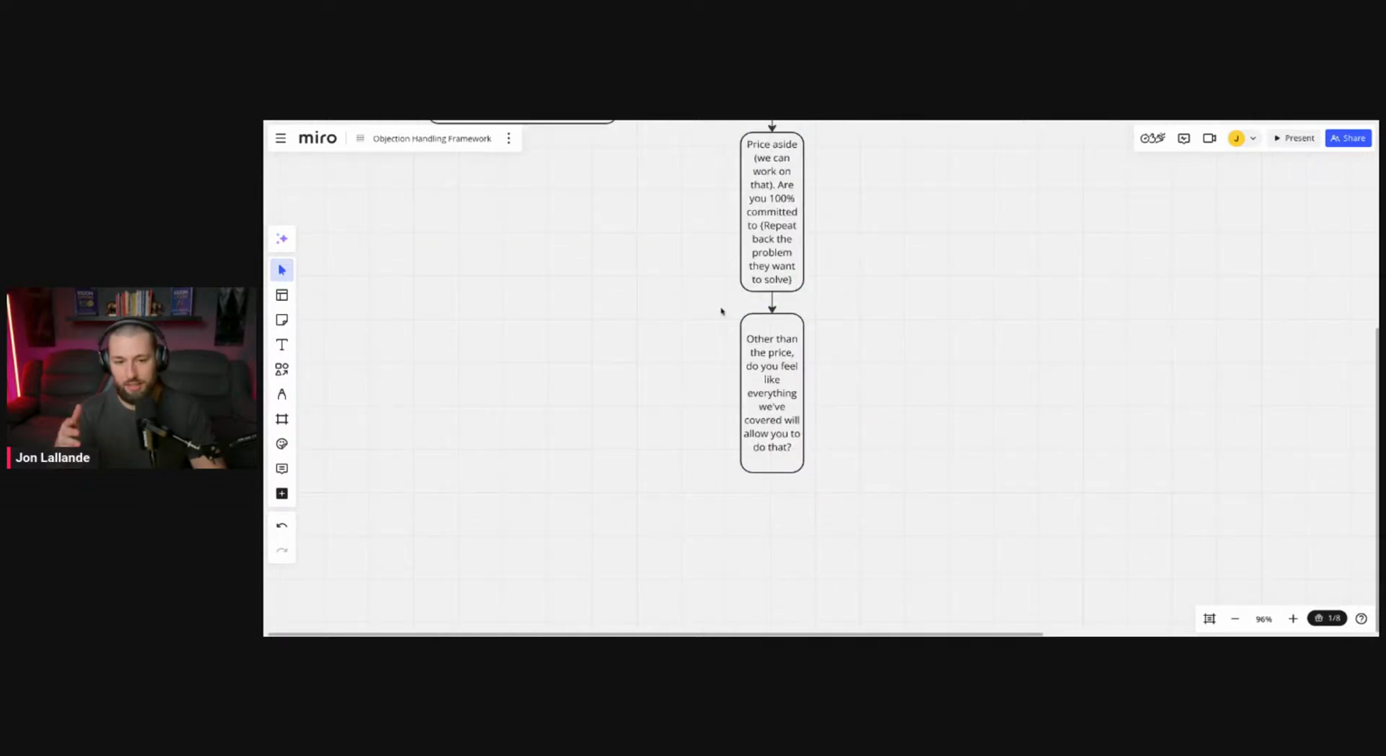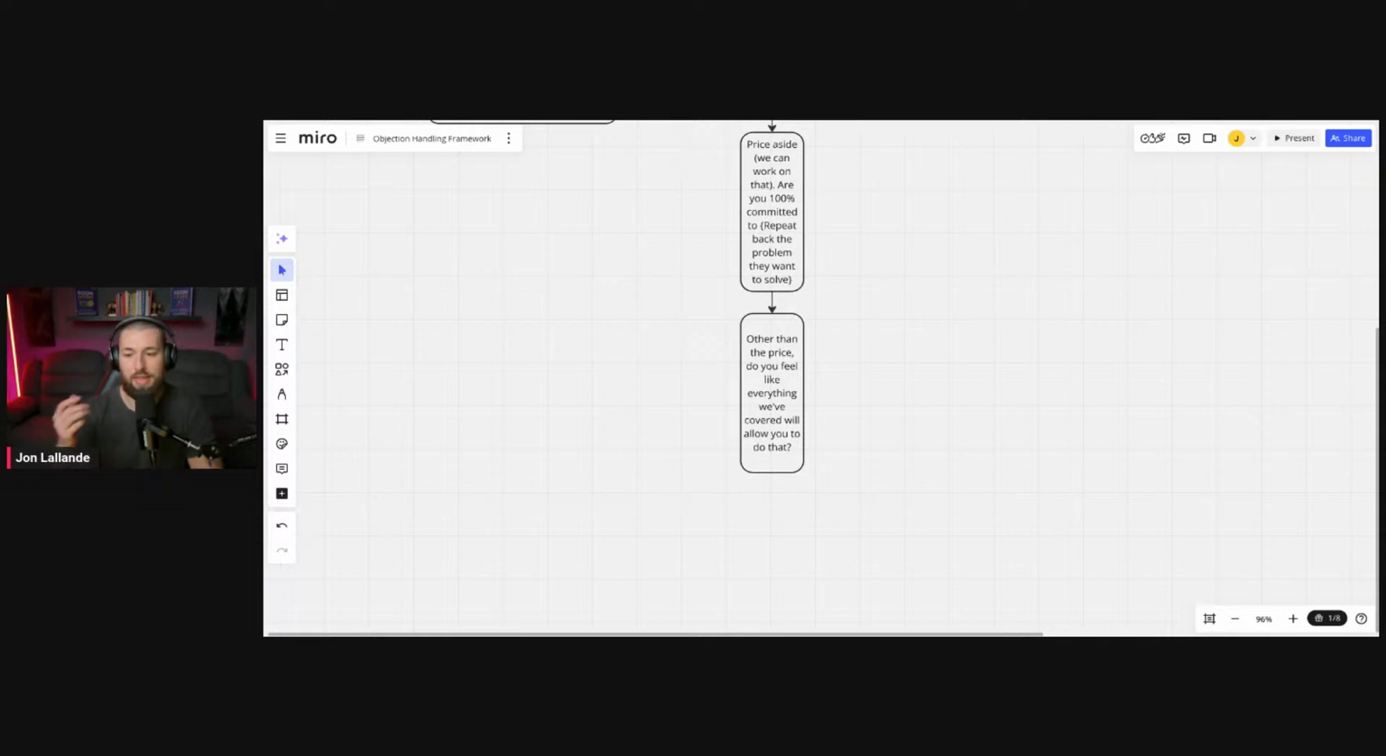So price aside, like we can talk about the price. I mean, are you 100% committed to moving closer to your kids? Right? Are you 100% committed to selling this house before the auction date so you can start that next chapter of your life? Are you 100% committed to get out of this property so that you can cook home-cooked meals for your family, be able to invite your family over for the holidays? Are you 100% committed to doing that?